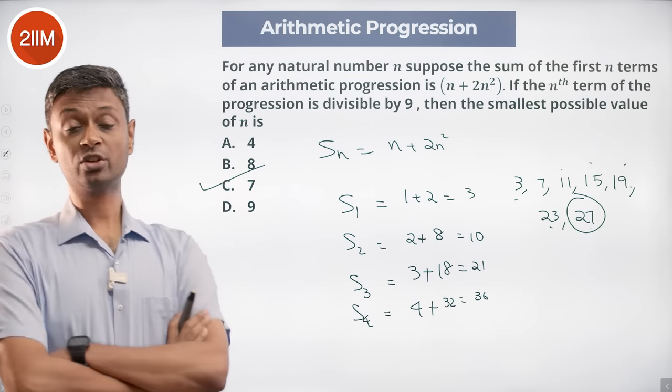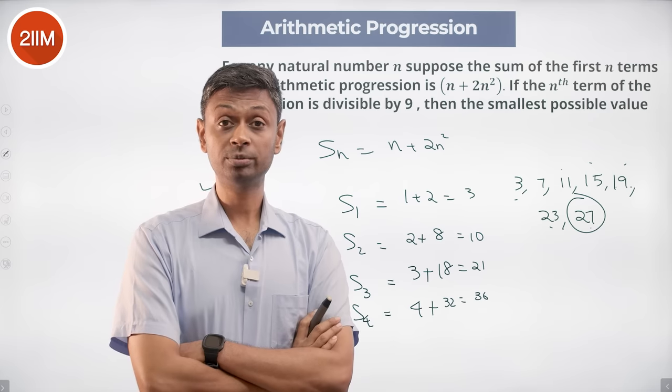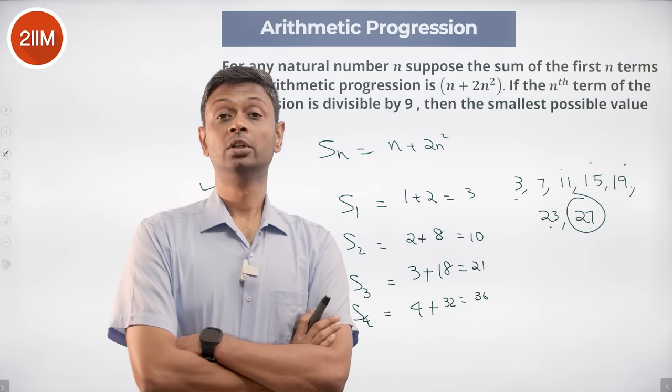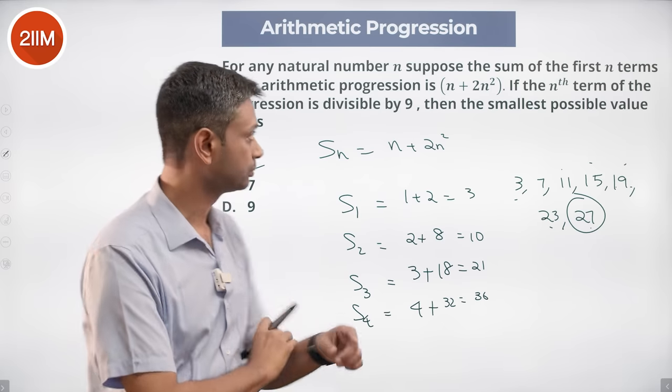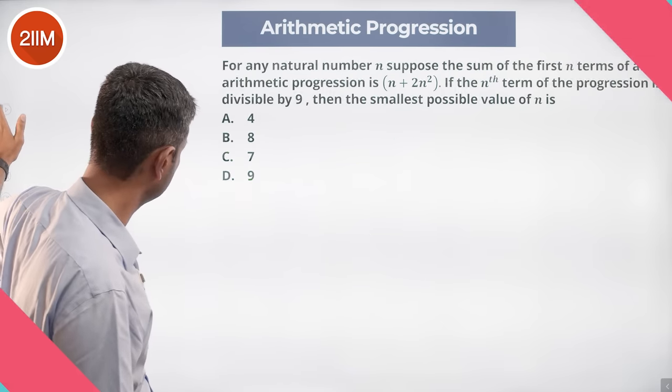Find S1, S2, S3, S4. With that, we have found term 1, term 2, term 3, term 4. With that, we know the AP. Write down the AP. One term is a multiple of 9. Get through. Juicy question. Simple question.